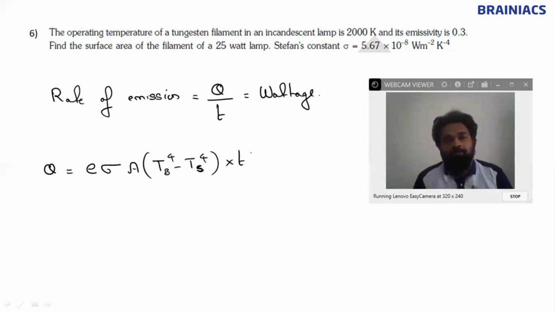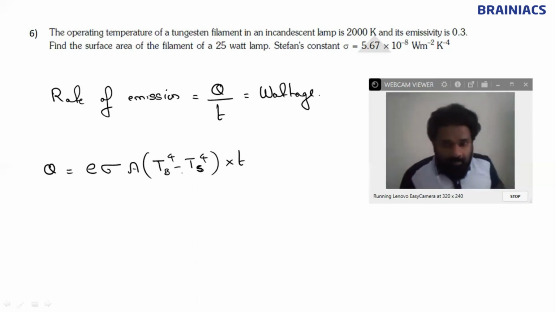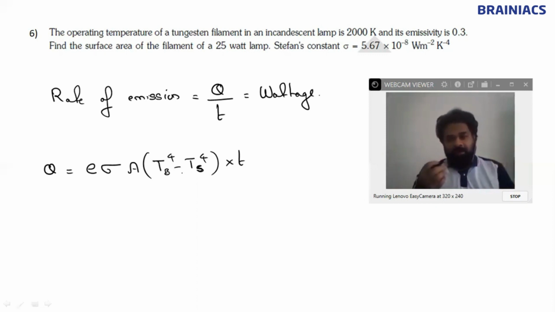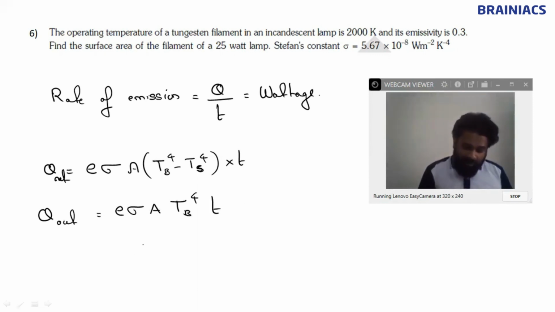But here they haven't given the net radiation, but what they are giving is the surface area of the filament of the 25-watt lamp. So here we are not going to consider the surroundings, meaning whatever is incoming, whatever is outgoing. With this we will be able to find the net radiation that is coming in or moving in. So simply going out, outward radiation is E sigma A T raised to 4. What we are asked to find out here is the area.